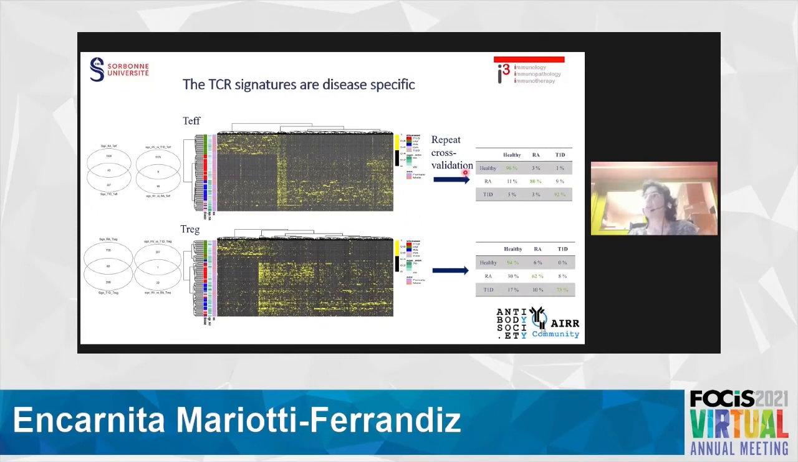We tried to see whether those signatures were able to predict the different diseases, but in that case, we did not have enough samples to do the 25% validation. So we used repeated cross-validation, although it's not the best. But as you can see, for the T effector cells, those signatures can easily predict all the different statuses. Again, for the regulatory T cells, the prediction was not bad, but it was lower than for the T effector cells.